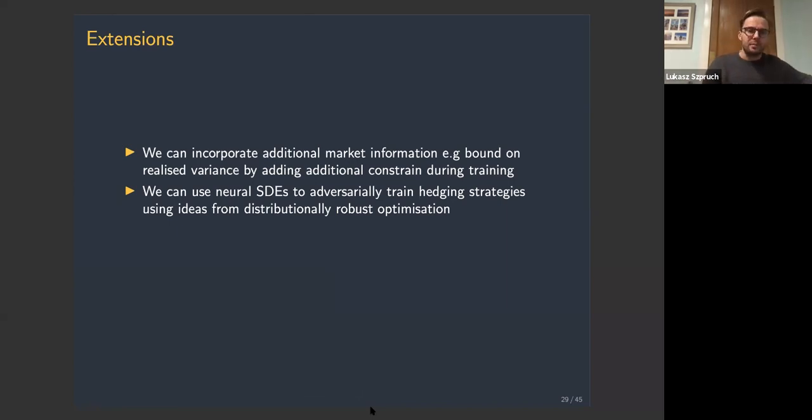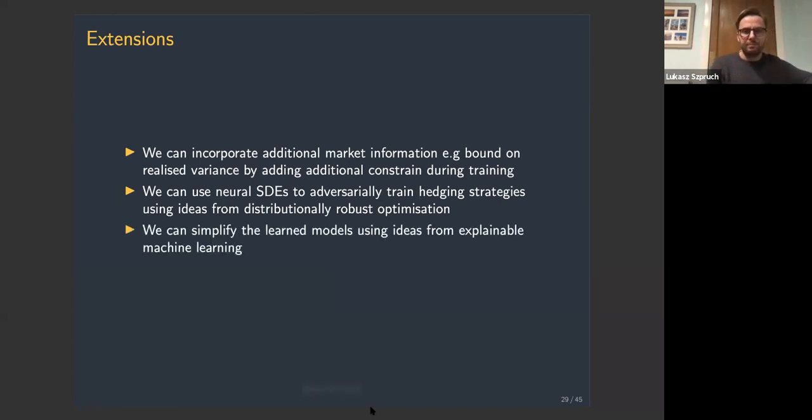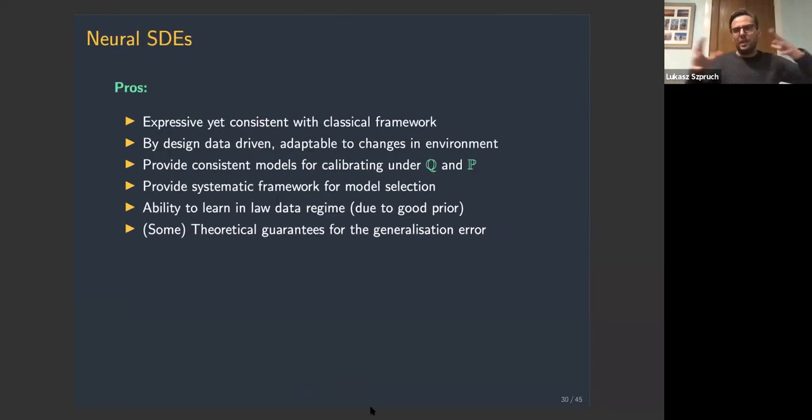You can also use some robust, trying to find a hedging strategy that will work not only on the market data but go beyond market data. It does have some connections to explainable machine learning, because you fix the model and so impose some structure on the model. So the advantage of this approach, I think, is that you have a way of combining the old and new.